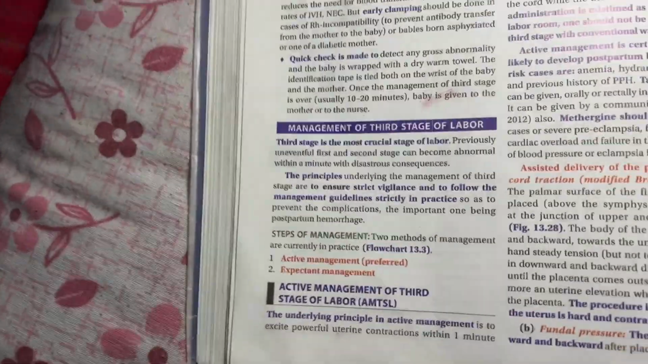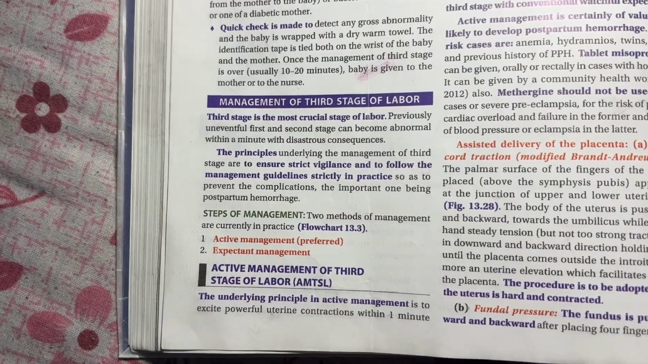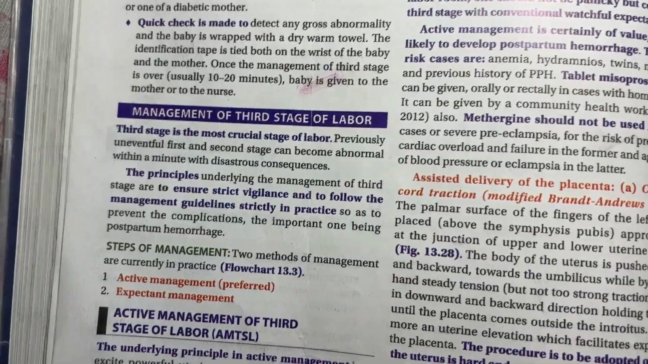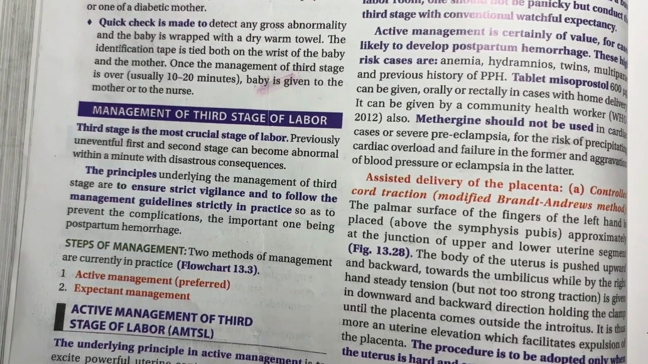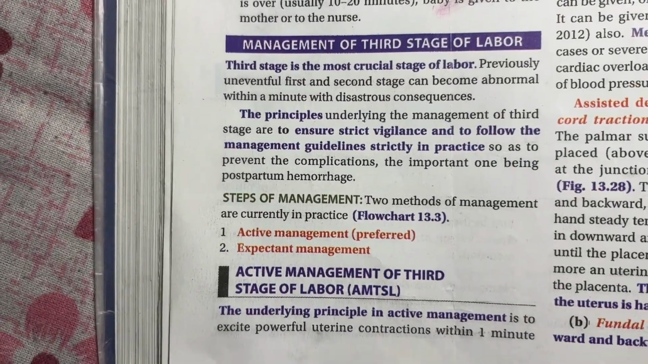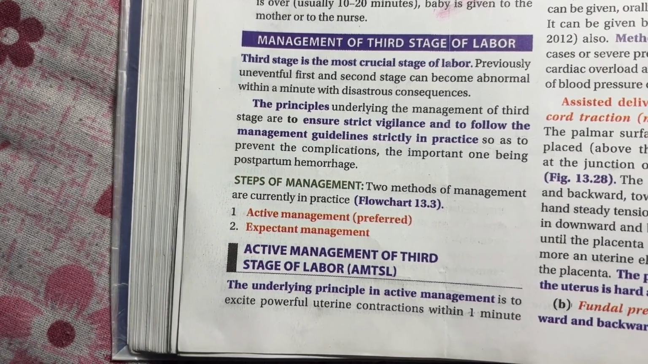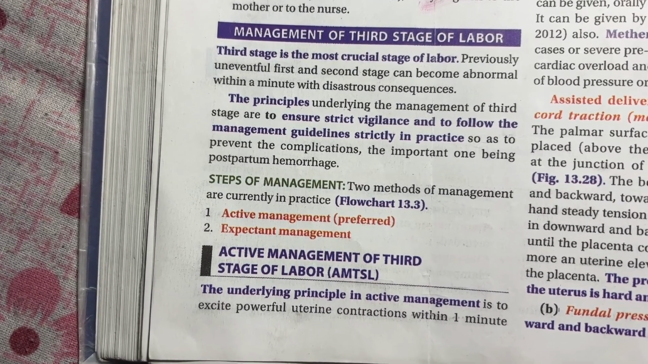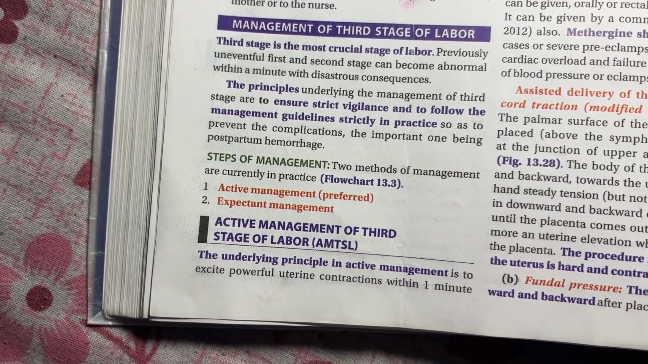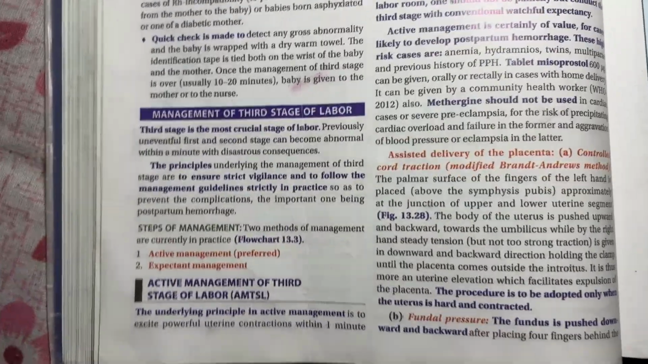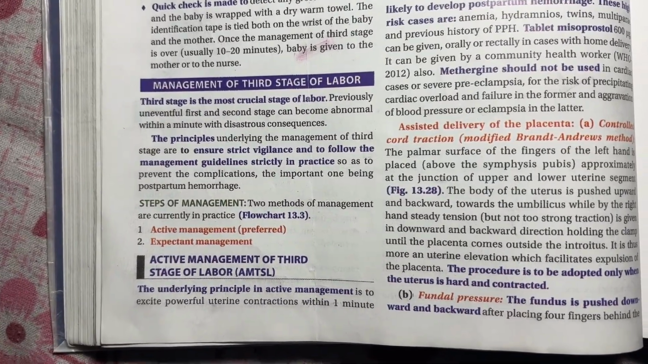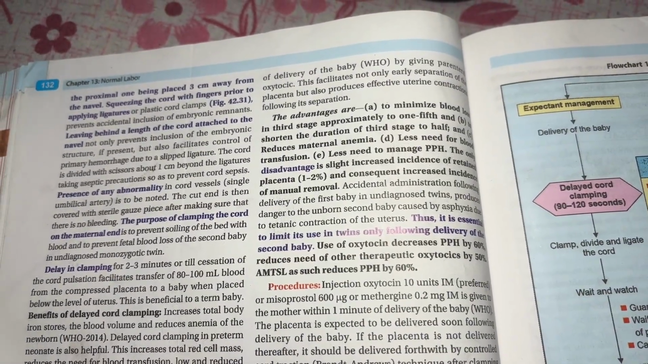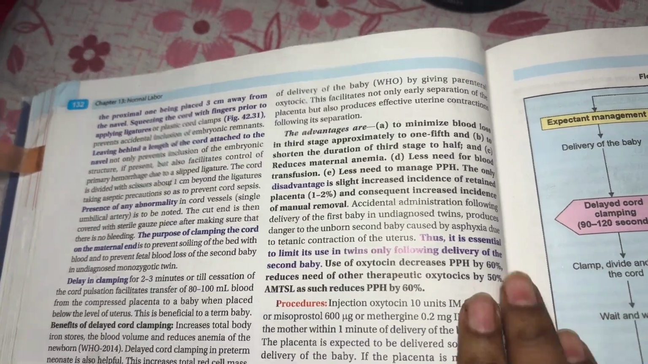Management of the third stage of labor. This is also very important. The first stage and third stage are more important than the second stage. In the third stage there are 2 methods of management: one is active management and the second is expectant management. Active management is preferable. Its aim is a powerful uterine contraction within 1 minute of delivery of the baby, by giving oxytocin.